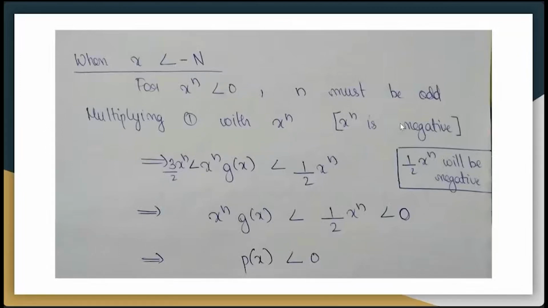Multiplying our equation 1, that is 1 by 2 less than g of x less than 3 by 2, with x to the power n, I get 3 by 2 x to the power n is less than x to the power n g of x less than 1 by 2 x to the power n. From here, x to the power n g of x is less than 1 by 2 x to the power n, which is less than 0, which implies my p of x is less than 0.